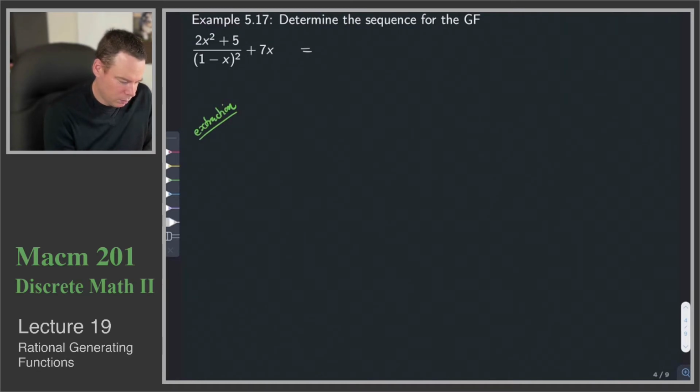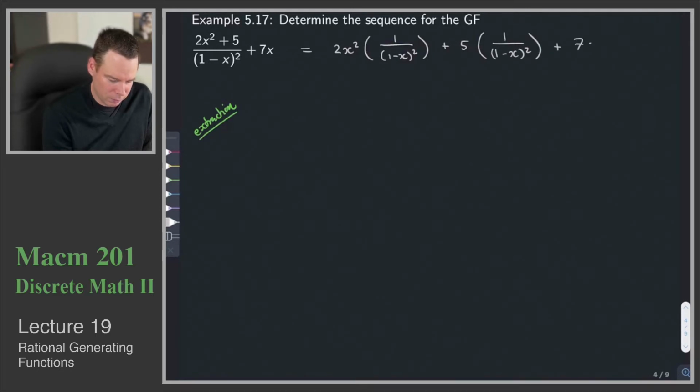So what we'll do is we'll divide that denominator into each piece. So I get a 2x squared, 1 over 1 minus x all squared, plus a 5 times 1 over 1 minus x all squared, plus a 7x. In this case, I could put the series in like I did in the last example, just plug the series in for each of those expressions. But I'm going to contrast this with showing you how we could use the sigma notation form in this case.